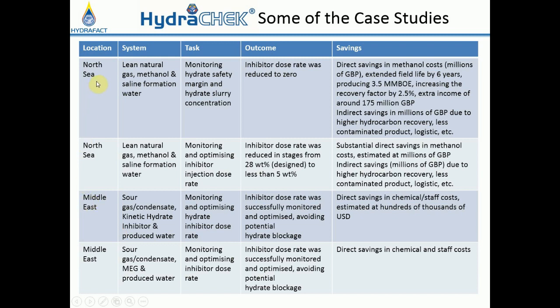Case 1 is a North Sea lean gas and methanol and saline formation water system. The task is monitoring hydrate safety margin and hydrate slurry concentration. Now here the system was operating mainly inside the hydrate stability zone. The operator knew that around 10% hydrate slurry in the water does not result in blockage. So they were using HydraCHEK to make sure the concentration of slurry is around 10%.